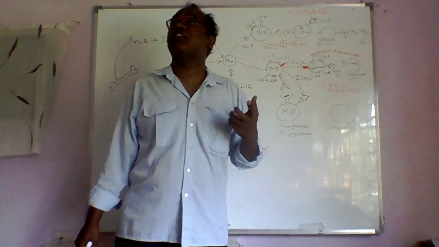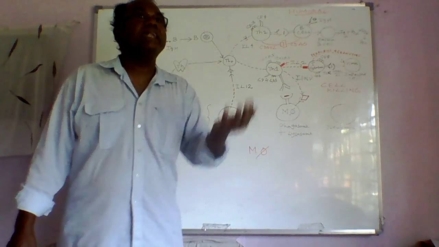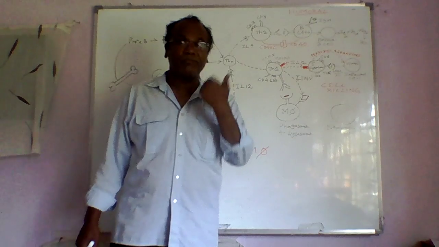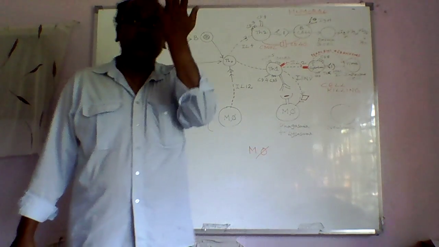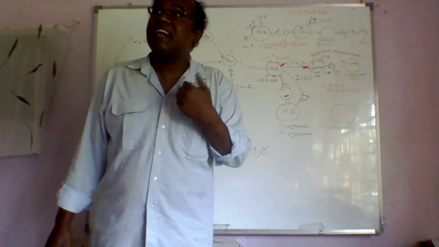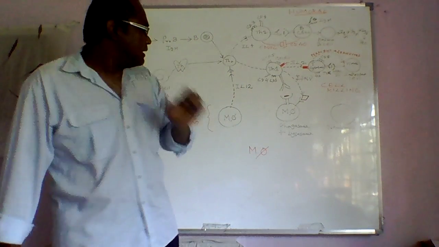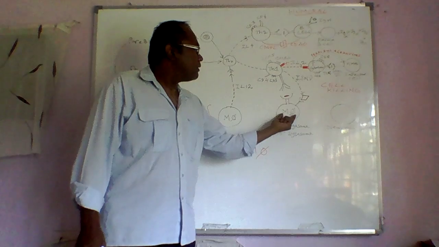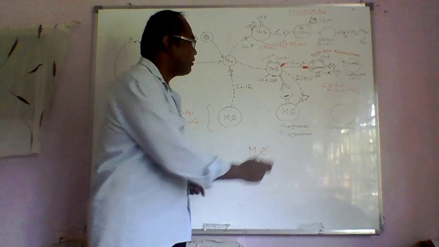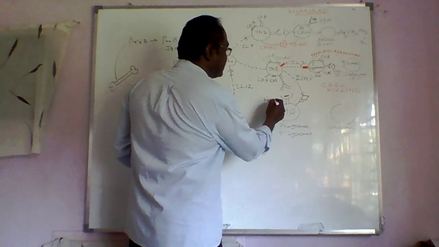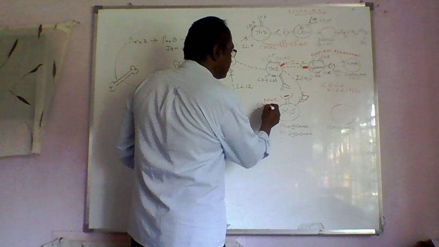Macrophage is a phagocytic cell which is able to engulf pathogens. It can engulf pathogens, it can chew pathogens, and it can digest them. It can break them into small peptides, into smaller pieces, and then it can put a piece of it on the outside on what is called an MHC class 2.